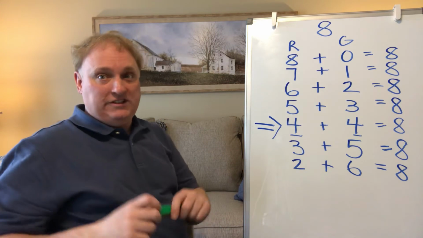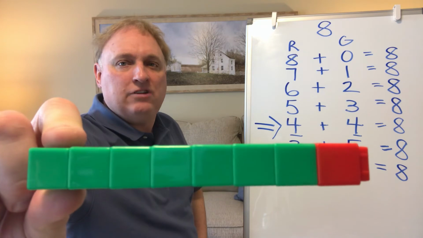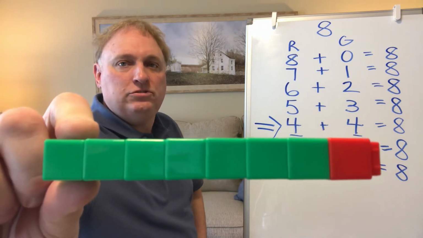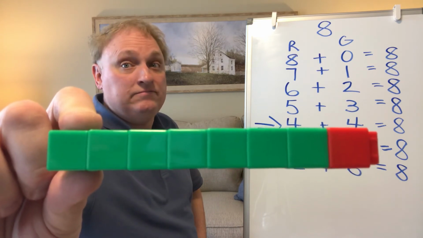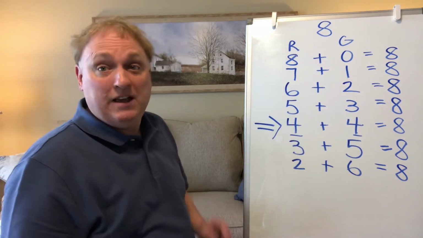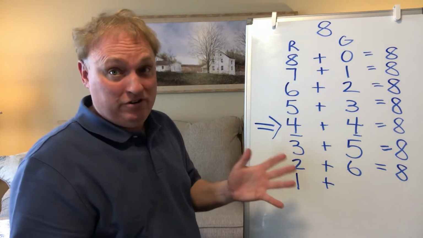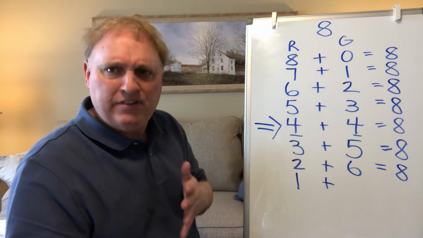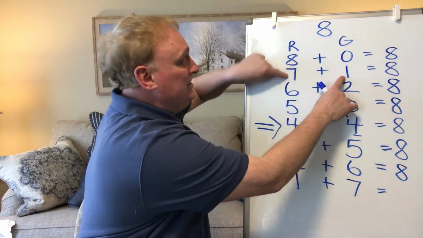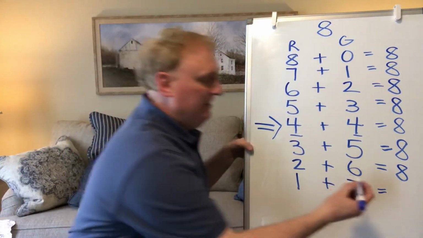We have 2 more for today, boys and girls. Count your red. Count your green. Got it? Okay. How many red did we have, boys and girls? 1. How many green did we have, boys and girls? Did you say 7? 7 is correct. 1 plus 7 is the same as 7 plus 1. The answer we get is the same, which is 8.